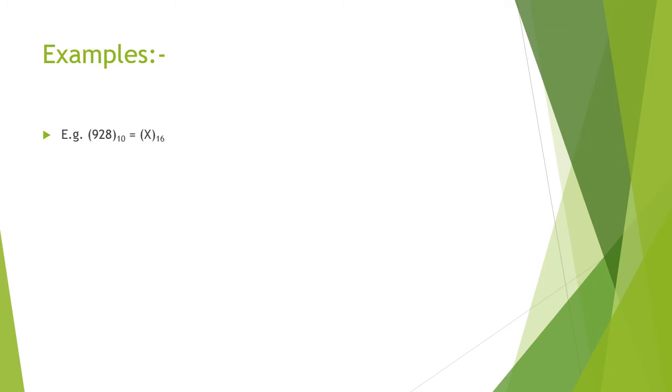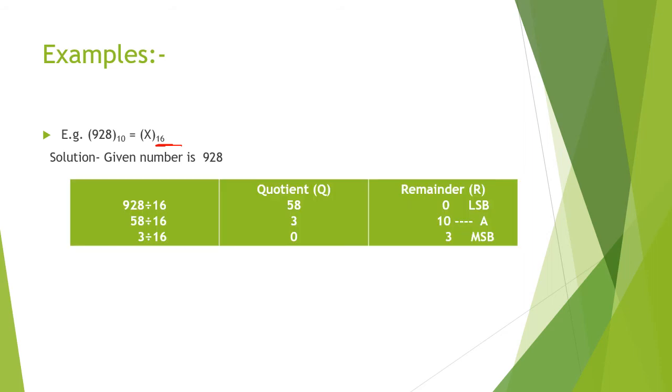This is the example that we are going to discuss. We have taken 928 at decimal and we have to convert it into its corresponding hexadecimal. So divide 928 by 16. So 16 5s are 80 and 16 8s are 128. So the quotient becomes 58. Remainder is 0. Then 58 divided by 16. So 16 3s are 48. So the remainder will be 10.